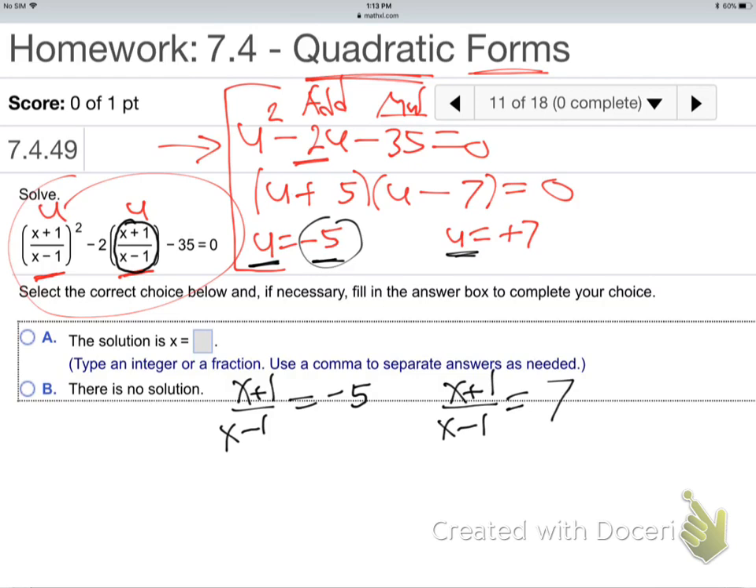See how the plan with these always follows. You make the thing easier by letting an actor come in and take the role of the messy stuff. You solve for U, but then you go back. Okay, that was really just an actor. Let's go back to the original. U was really standing in for X plus 1 over X minus 1. Now we have to solve this. How do you solve when you have a fraction on one side and a whole number on the other? You put it over 1 and cross multiply. All right. So 1 times X plus 1 equals, is that a minus 5? Yeah, it's a minus 5.